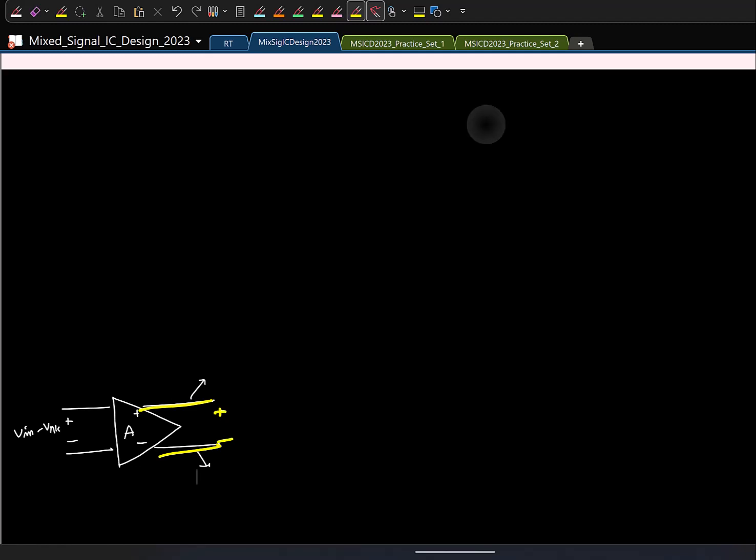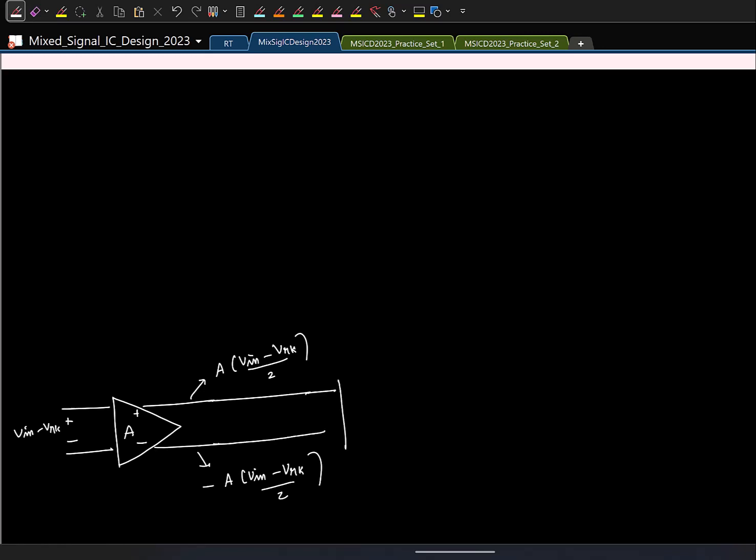In a fully differential case, what can you say about the two voltages? Basically these two will be negatives of each other, right? So what can you say about the positive one? Yeah, A times Vin by 2. Again, you'll have a common mode, I'm ignoring the common mode, and the other one is minus this. Fine. And remember, this goes to a latch.